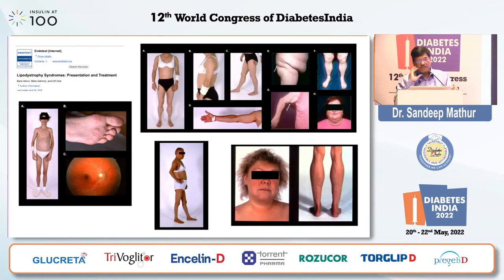Similarly, if the patient has early aging, he looks very old when he's 35 years, he's bald, and all these features of obesity are there. Then hypertriglyceridemia, xanthelasma, and prominent veins. These are the physical signs by which you should suspect this syndrome.